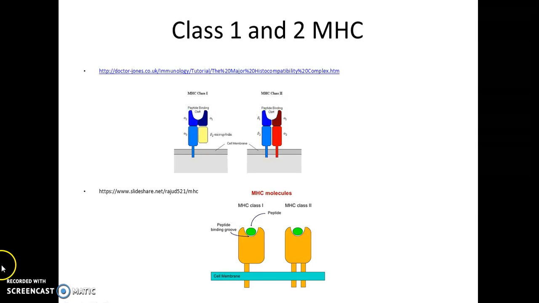So here the class 1 MHC, class 2 MHC, the antigen will be here, and now those are antigen presenting cells, or APCs, antigen presenting cells.